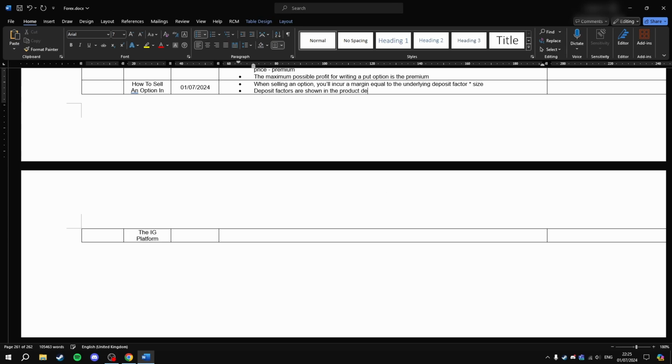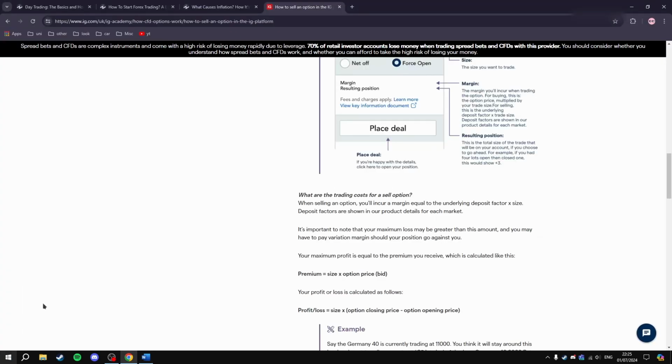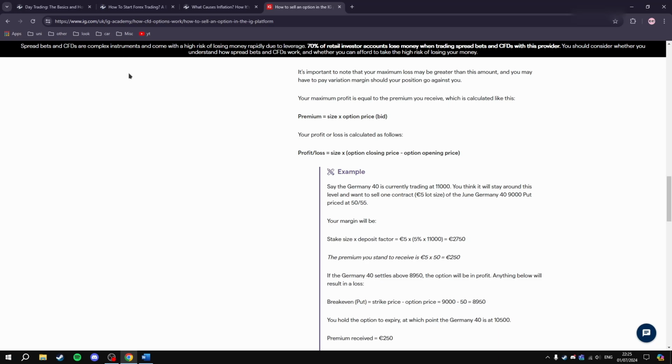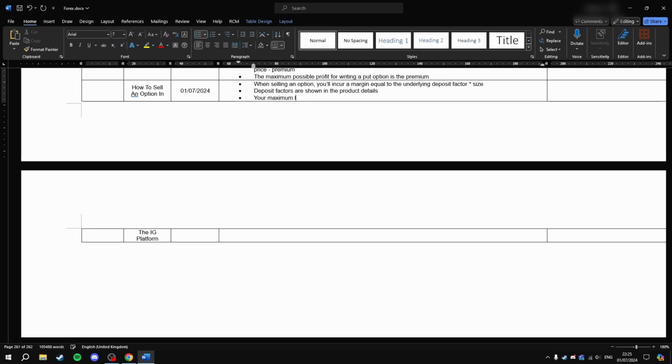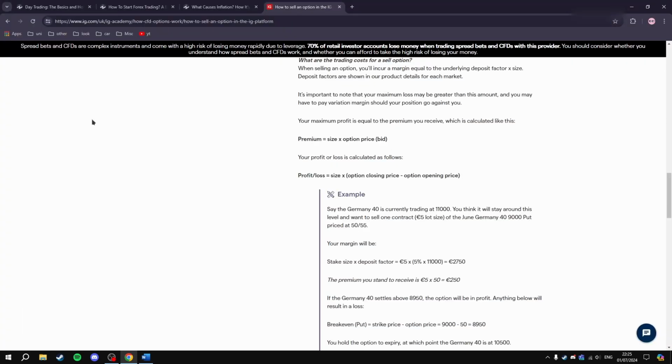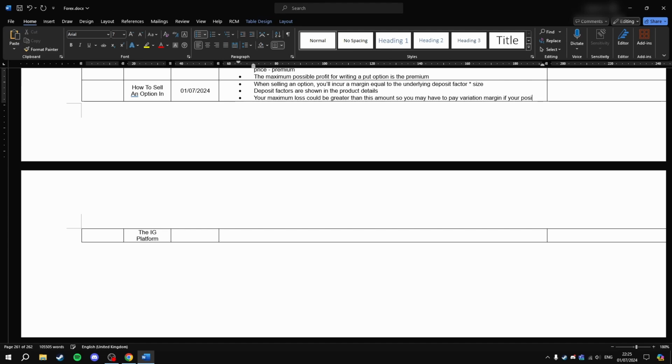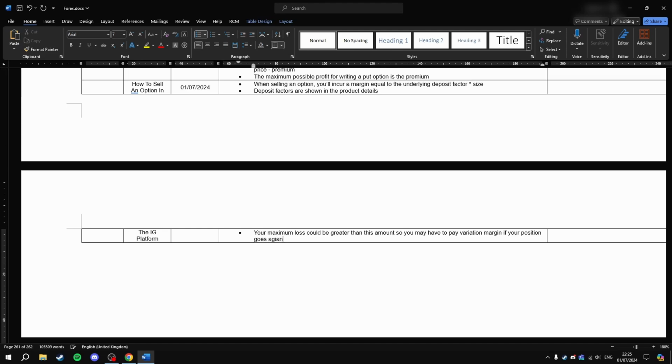It's important to note that your maximum loss may be greater than this amount, and you may have to pay a variation margin should your position go against you.